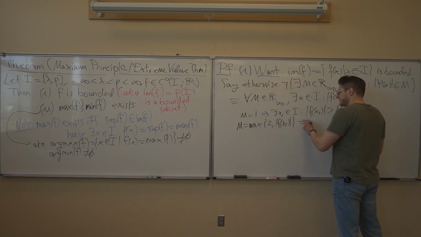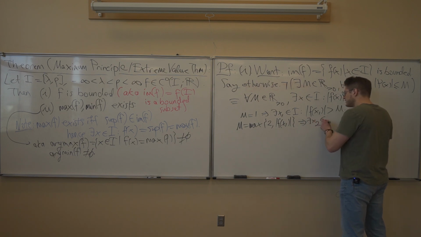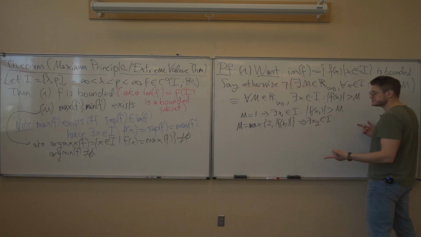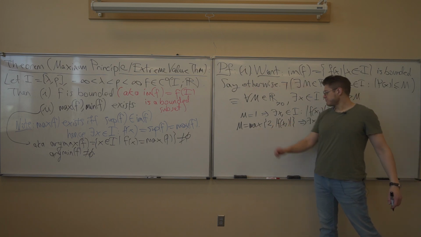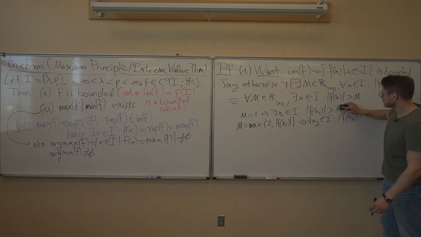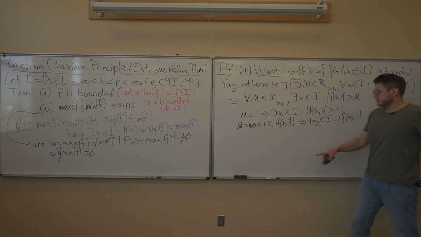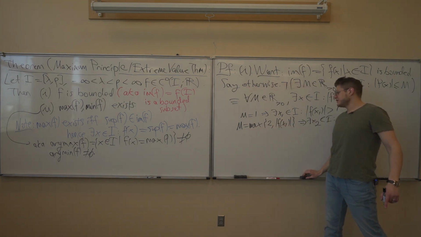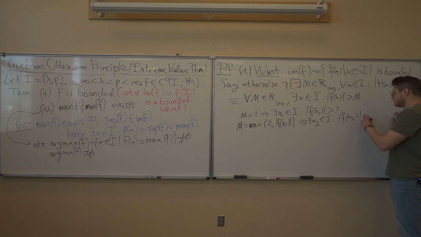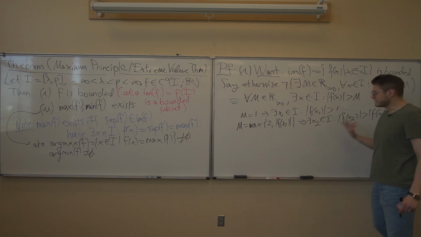The statement gives me that there is an x sub 2 in I such that f of x sub 2 in absolute value exceeds M. And so this was 1 here. It exceeds 2, but in particular it exceeds f of x sub 1 in absolute value. Okay, and I can keep going like this.